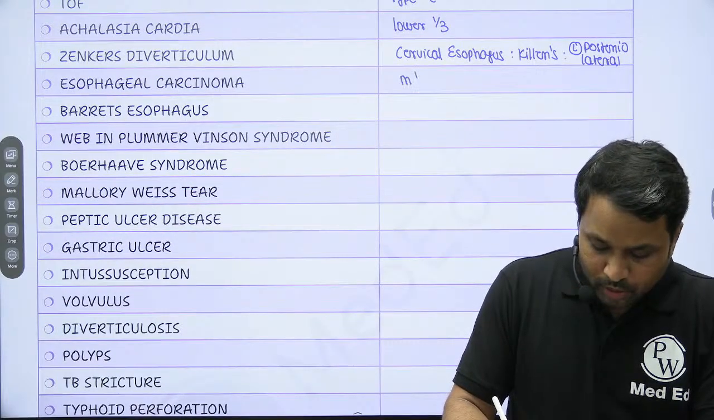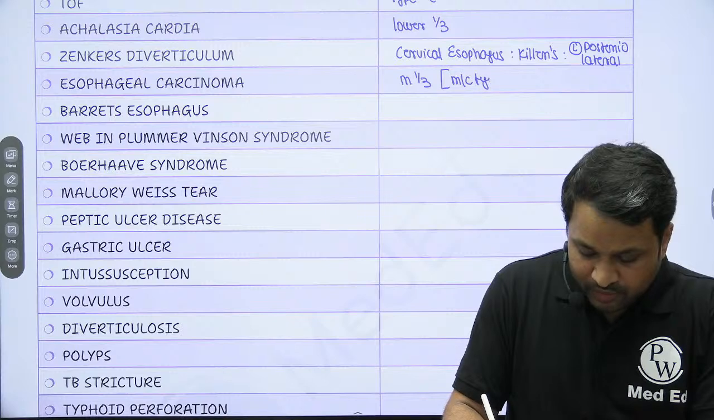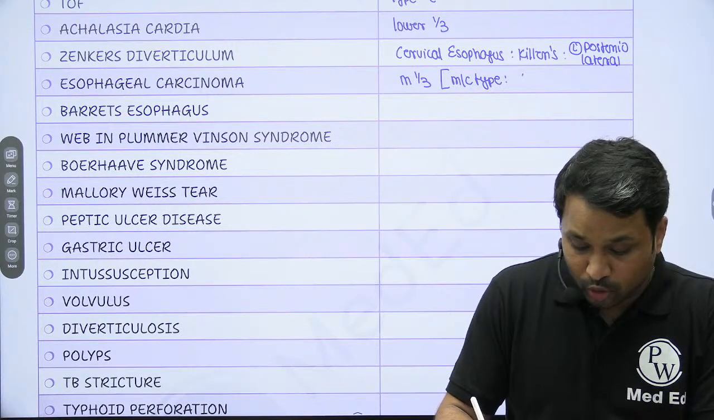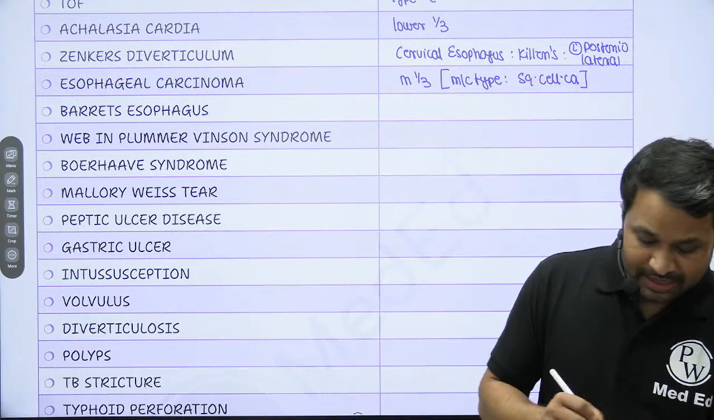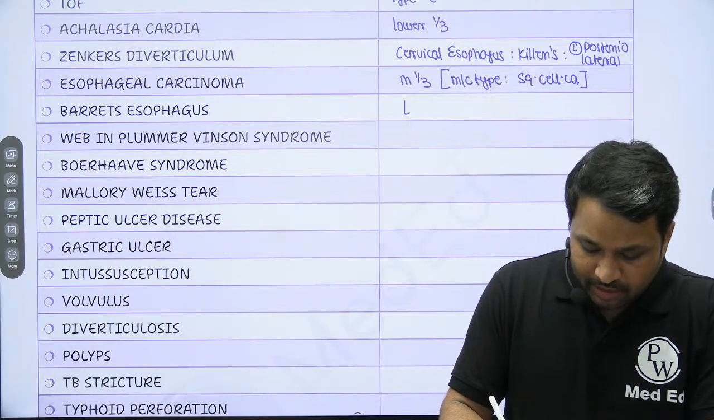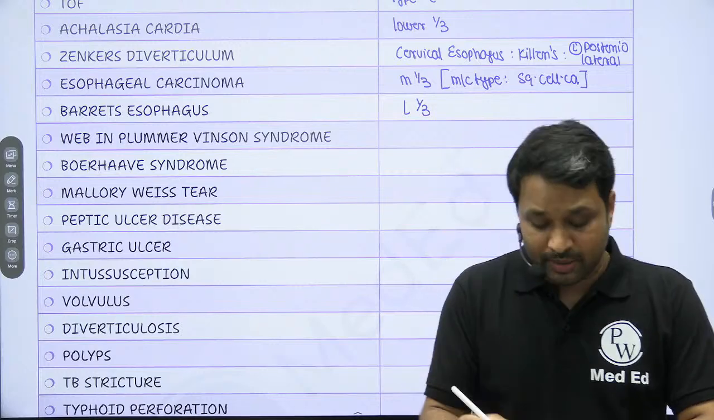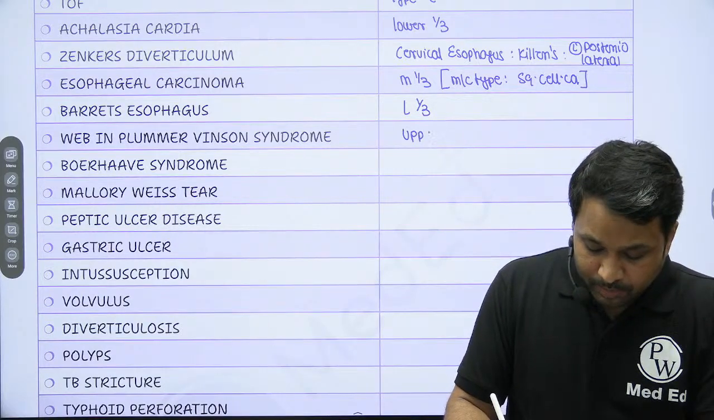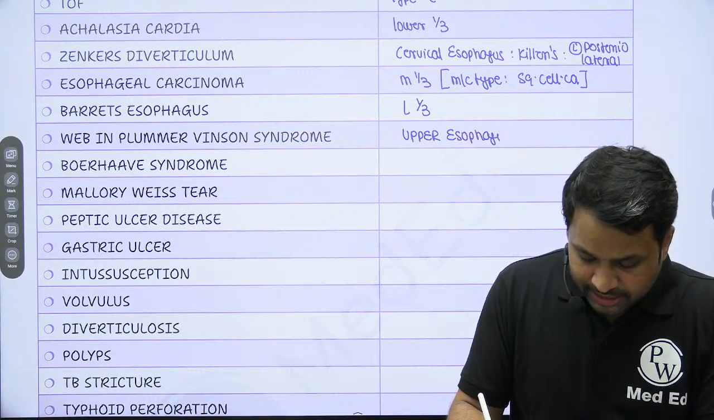Esophageal cancer कहाँ मिलेगा? The most common site is the middle 1/3, and remember the most common type of the esophageal cancer is going to be your squamous cell carcinoma. Barrett's esophagus कहाँ मिलेगा? It will be seen in lower 1/3 of the esophagus. Web of Plummer-Vinson syndrome, it is seen in upper esophagus. It is usually seen in the upper esophagus.